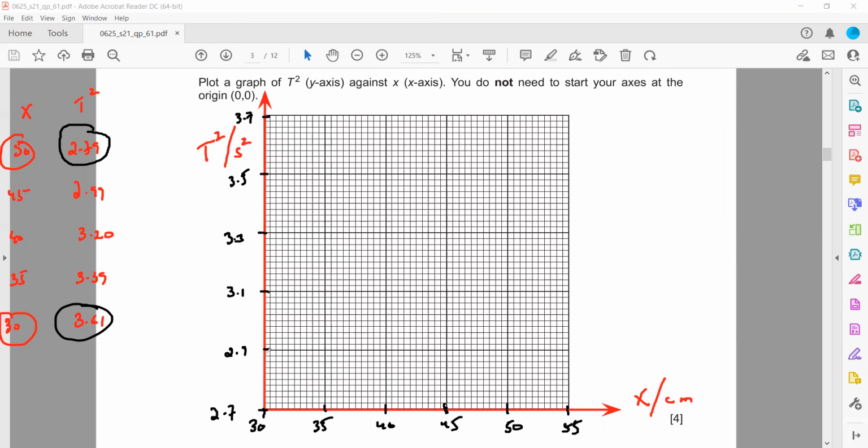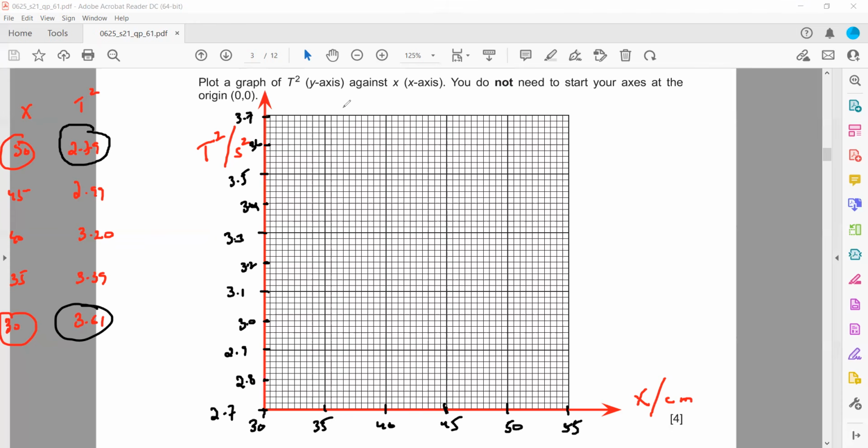Because 10 boxes equal 0.2, 5 boxes equal 0.1. So between them, 1, 2, 3, 4 and 5, there will be 2.8. Then again 1, 2, 3, 4, 5, there will be 3.0. Then 1, 2, 3, 4, 5, there will be 3.2. Then after 5 boxes, there will be 3.4 and then 3.6. So this is the correct y-axis labels and the x-axis.